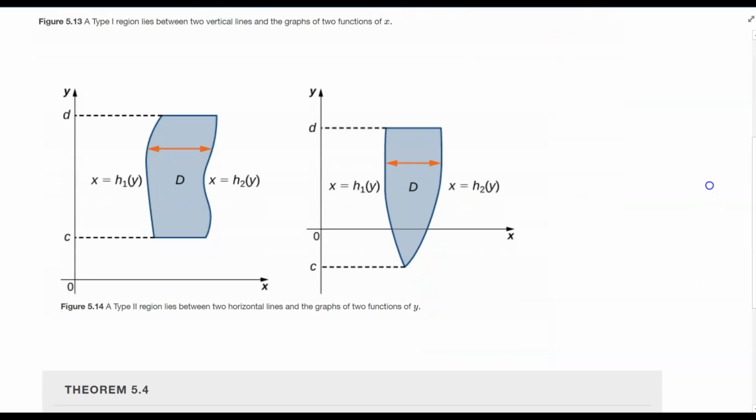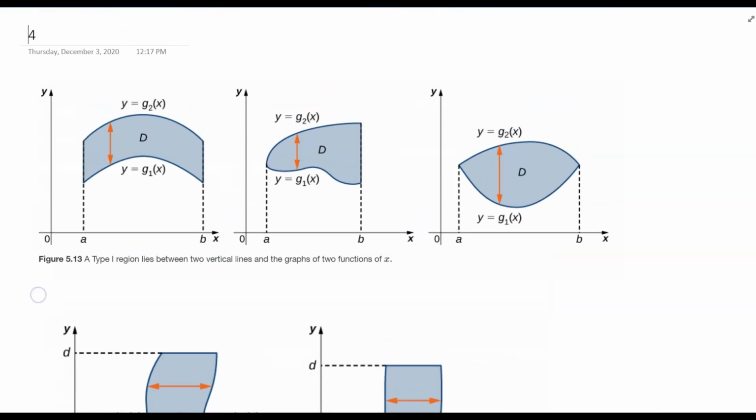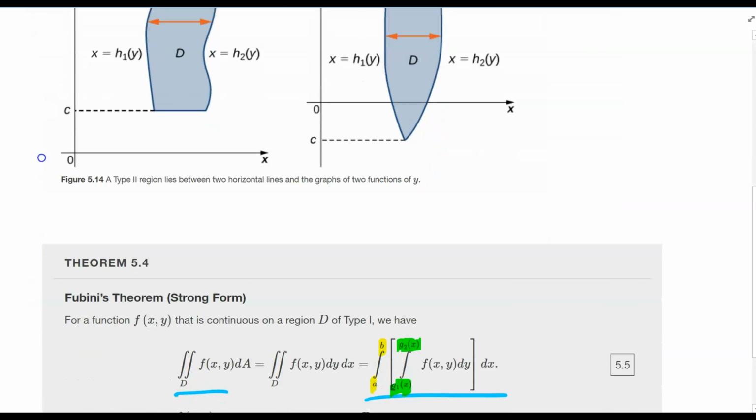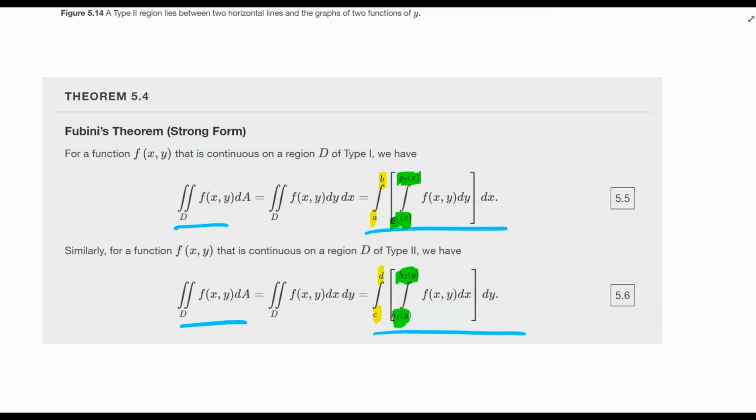With a type 2 region, we're going to let y vary from the bottom to the top of the region, and for each one of those y values, we're going to let x vary from the left-hand side to the right-hand side, and those x values could be dependent on y. Just like for a type 1 region, as we vary x from the left to the right-hand side, for each x, we let y vary from the bottom to the top, and those top and bottom could be functions of x. And that allows us to evaluate a double integral as an iterated integral, either a dy dx integral for a type 1 region or a dx dy integral for a type 2 region.